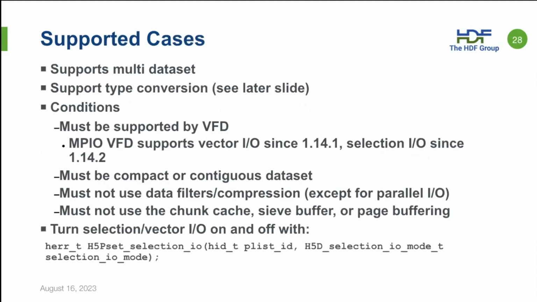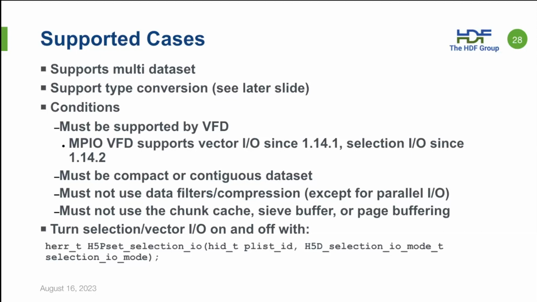And supported cases are, it supports multi-dataset. It's fully integrated with that. So multi-dataset code will build up a list of selections across all the different datasets. It supports type conversion. We'll talk about that in a little bit. In order for it to actually get down to the VFD, it obviously needs to be supported by the VFD. And the MPIO VFD now supports selection IO since 1.14.2 and is on by default. Before it supported vector IO and it was off by default. And it needs to be a compact or contiguous dataset. I believe it'll work with virtual datasets, but it'll iterate over one source dataset at a time.